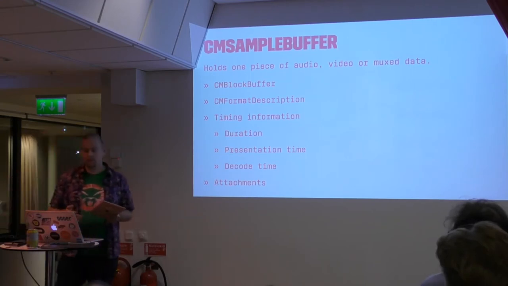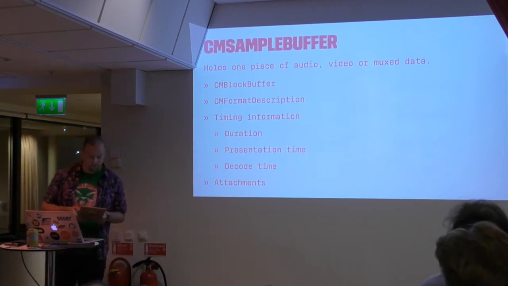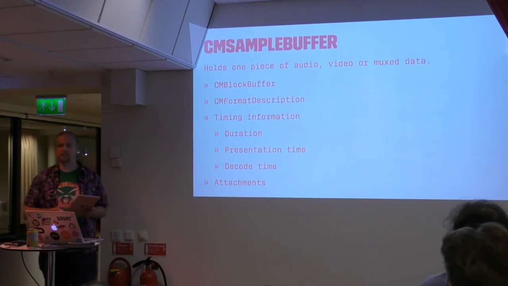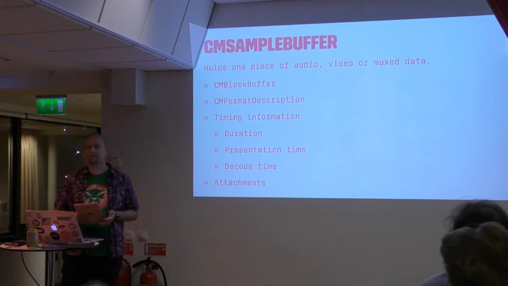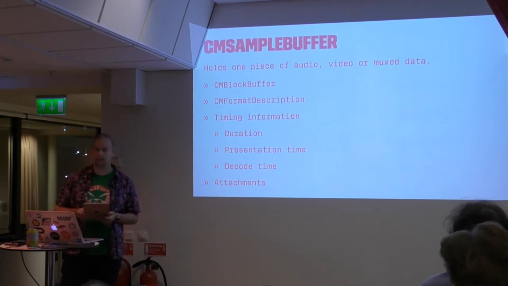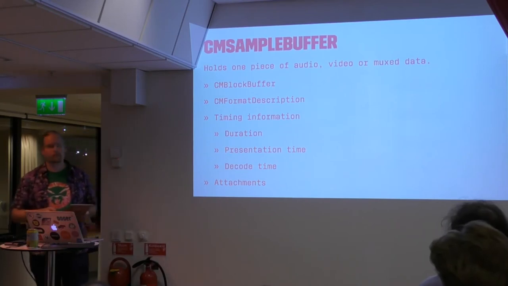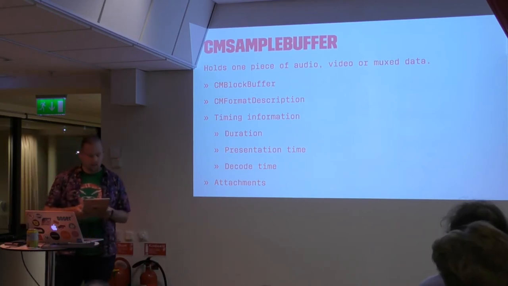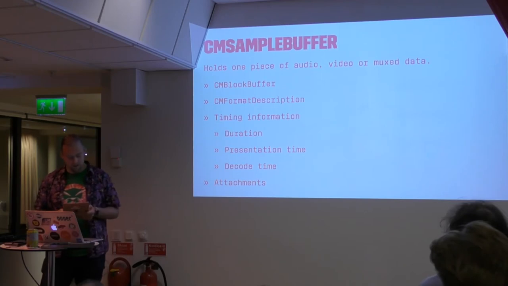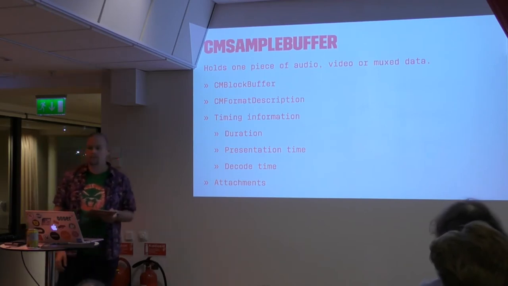It holds a bunch of different pieces of data. The CM block buffer is the very fancy NS data. So it's like NS data, except it can get its data on demand by having like a ready and a callback kind of state. And it's just fancier. There's a CM format description which describes the media. We'll get into that one as well. And then there is the timing information. So timing is usually described with a structure called CM time. We'll get into that one as well.